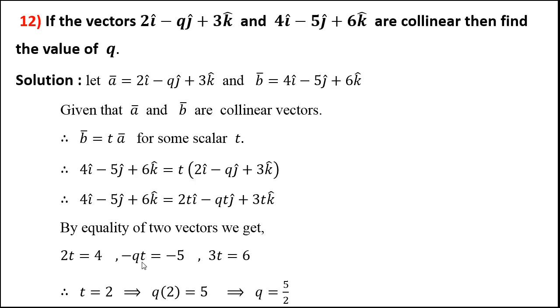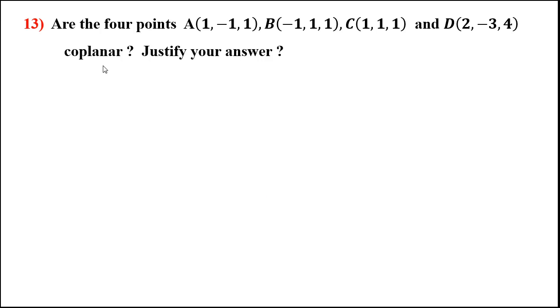And if I put t is equal to 2 here, I get 2 into q, or q into 2 is equal to 5. Cancel this minus sign, and from this I can find the value of q. So the question was, two vectors were given and it was mentioned that the vectors are collinear, and we were asked to find the value of q. This is the value of q. Problem is over. Let us move to the next question.